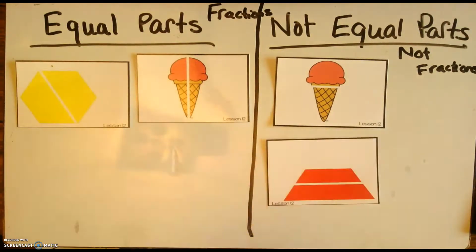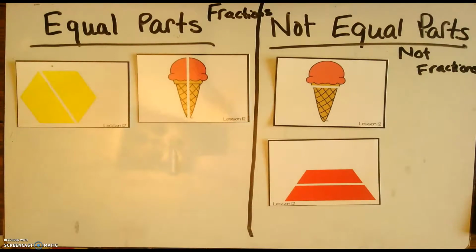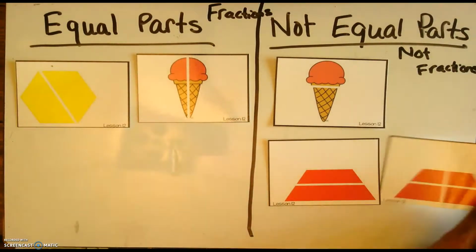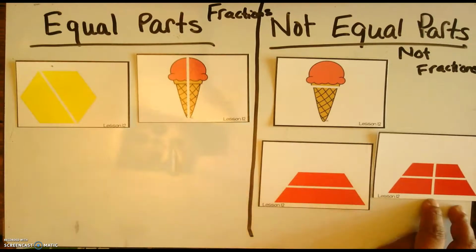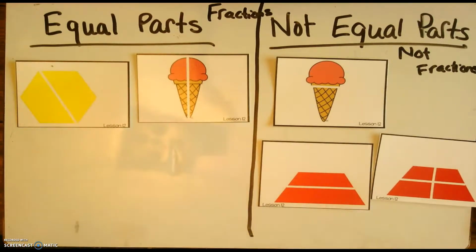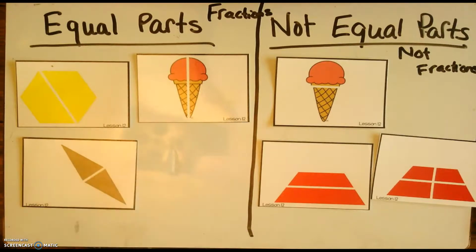This trapezoid, that would not be a fraction because those parts are not equal. It's larger, wider on the bottom than it is on the top. Same thing with this one. It's split into four parts, but it's not four equal parts. And we have this example. It's a diamond or a rhombus split into two equal parts. So that's halves.